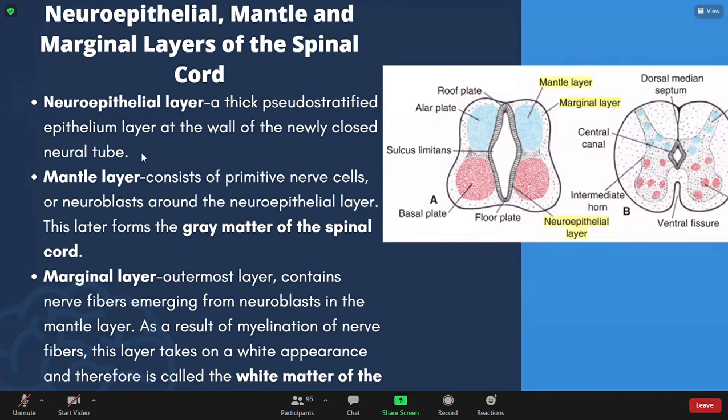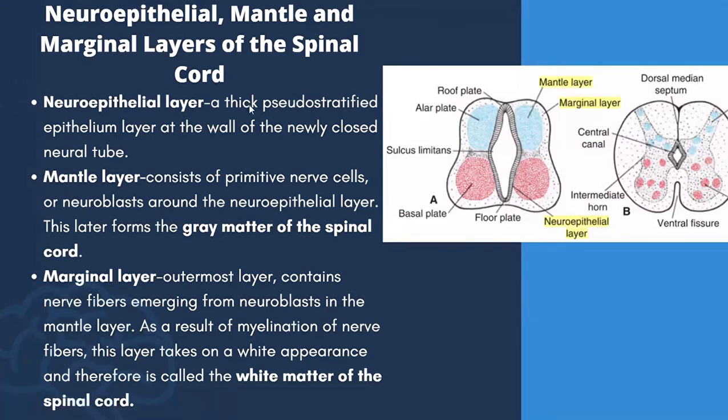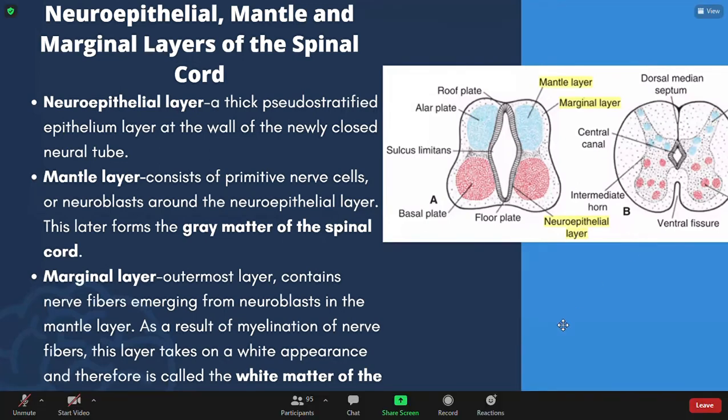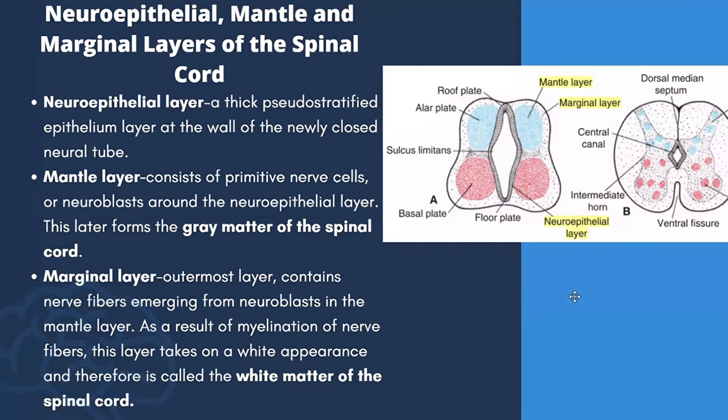The neuroepithelial layer is a thick pseudostratified epithelium located at the wall of the newly closed neural tube. The mantle layer consists of primitive nerve cells. This later forms the gray matter of the spinal cord. The marginal layer, the outermost layer, contains nerve fibers emerging from the neuroblasts in the mantle layer, and will form the white matter of the spinal cord.